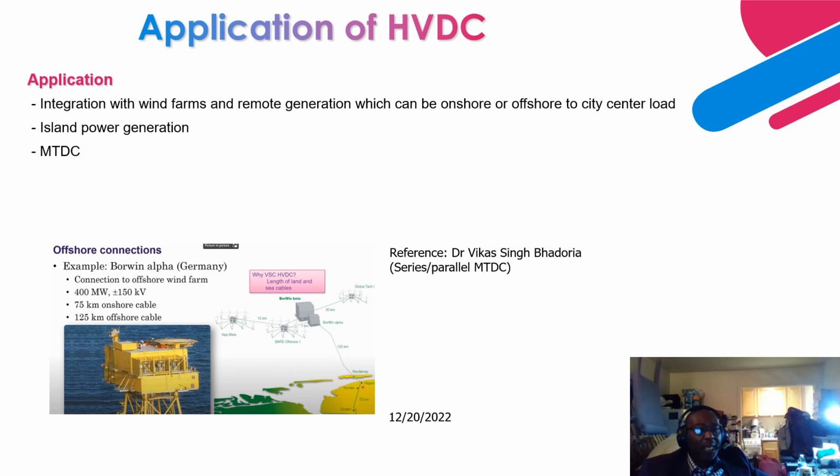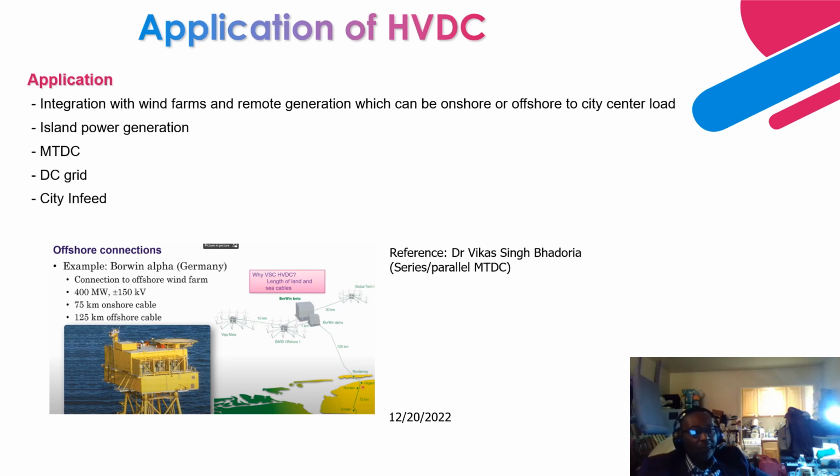Next, it can be applied in a multi-terminal DC configuration. Multi-terminal DC configuration, what do you mean by this? This terminology means that if you have more than two converters, they form a multi-terminal DC configuration. Currently, we have a 3 terminal, we have a 4 terminal, we have a 5 terminal, and there are plans to achieve a 6 or 7 terminal. And this is the platform or the basis to achieve a DC grid.